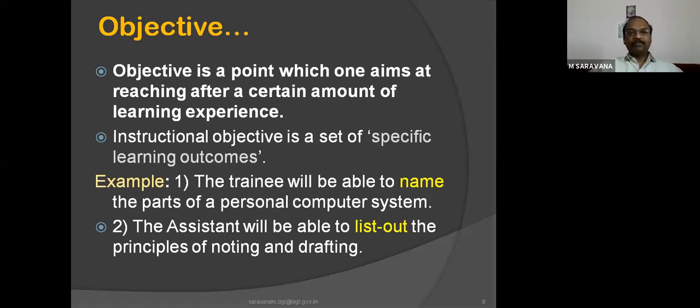That is the objective. So instructional objective is a set of specific learning outcomes. Instructional objectives are statements with a few specific learning outcomes. These are the objectives which we are going to write in every lesson. In the beginning of the lesson, in any reference book you see, CTS or CITS, it starts with the objectives. So what the learner will be able to achieve is their learning outcome, which will be more specific, time bound, precisely written, and achievable.